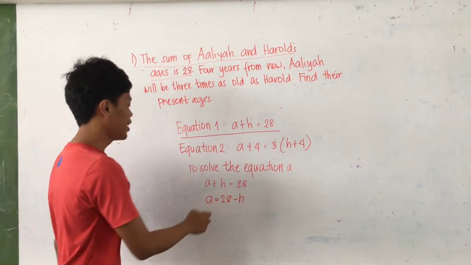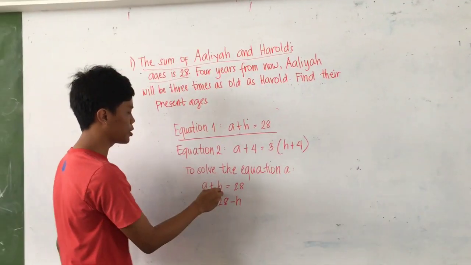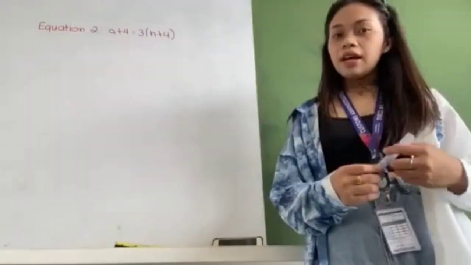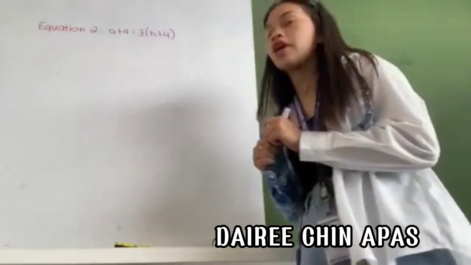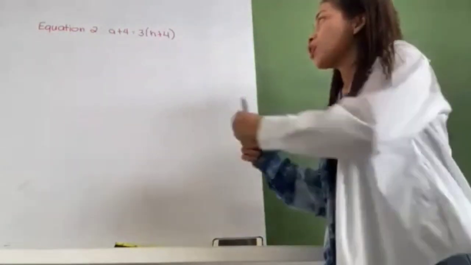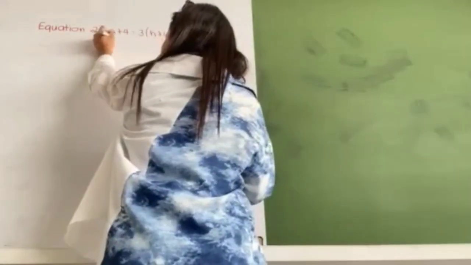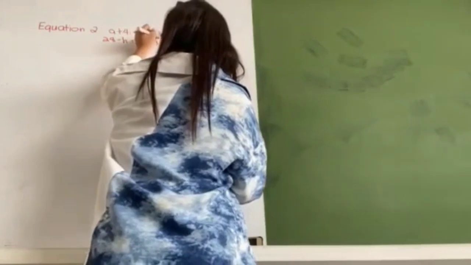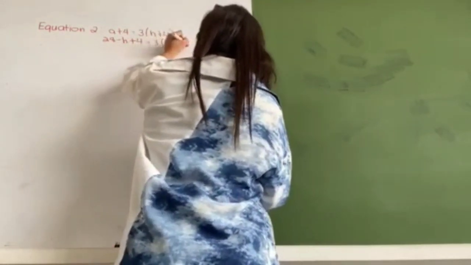Equation 1: A plus H is equal to 28. So we will transpose the H, so it will become A is equal to 28 minus H. So now let's solve for equation 2, which is A plus 4 equals 3 times the quantity of H plus 4. Since we have the value for A, we'll replace A with 28 minus H. Then bring back plus 4 equals 3 times the quantity of H plus 4.